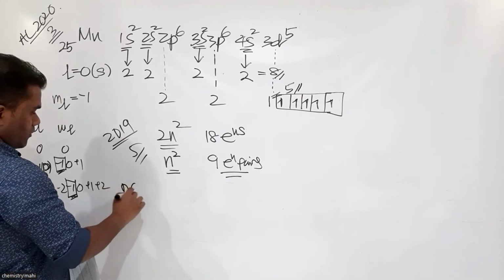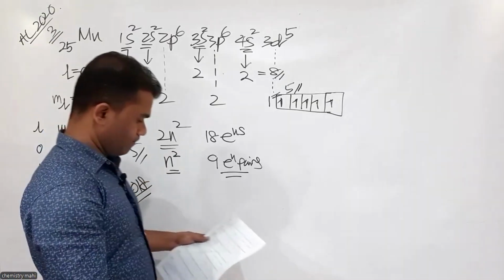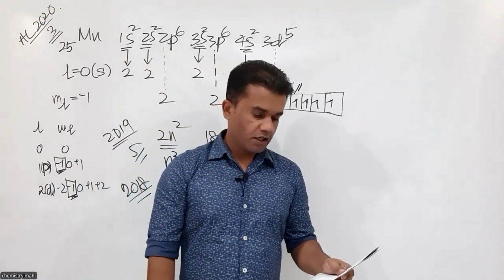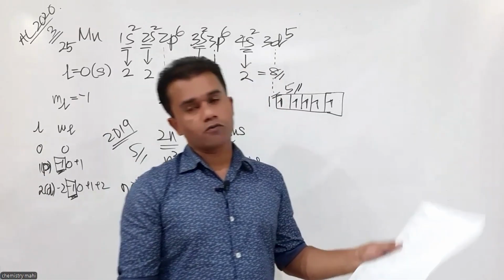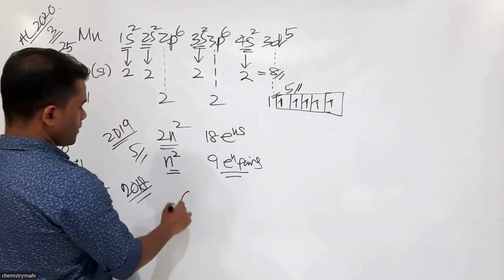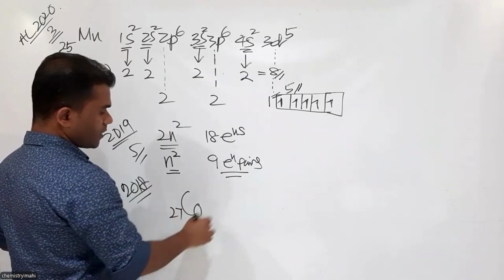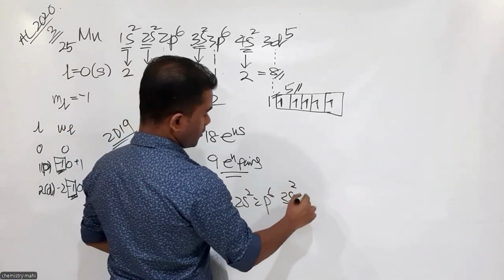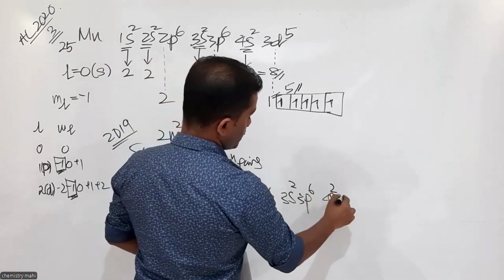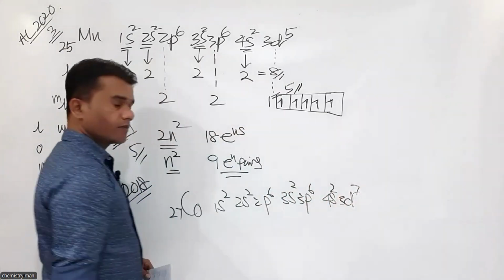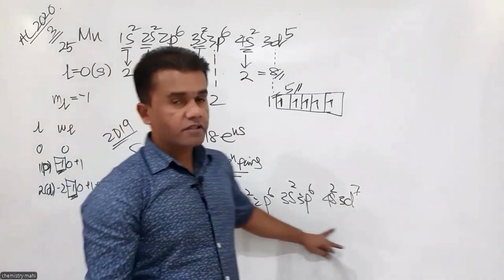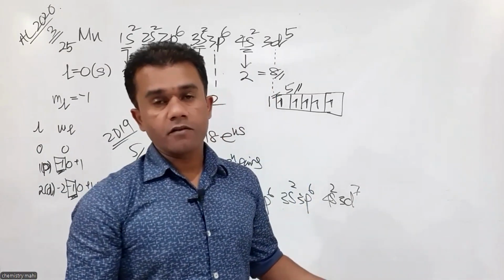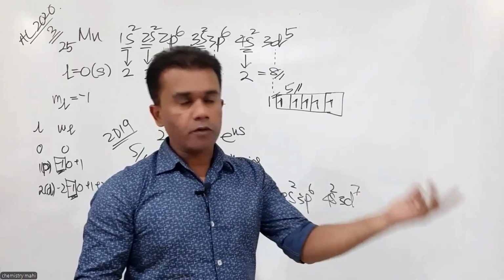Let's move to 2018. In 2018, the question is the number of unpaired electrons present in cobalt 3 plus ion in its ground state. Cobalt 3 plus, cobalt atomic number 27. So when we write the configuration, 1s2, 2s2, 2p6, 3s2, 3p6, 4s2, and 3d7. This is the cobalt atom, but the question is about cobalt 3 plus. 3 plus means what to do? We have to remove 3 electrons.